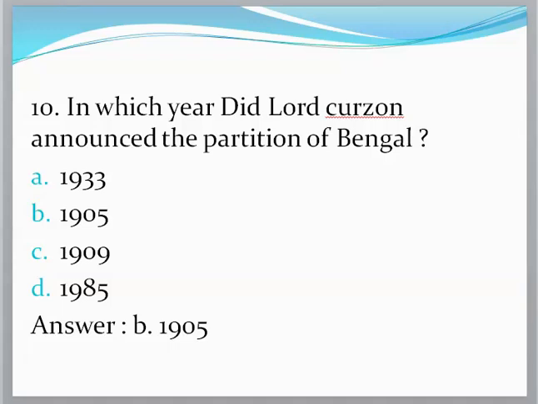Next question. In which year did Lord Curzon announce the partition of Bengal? A. 1933, B. 1905, C. 1909, D. 1985. The correct answer is option B. 1905.